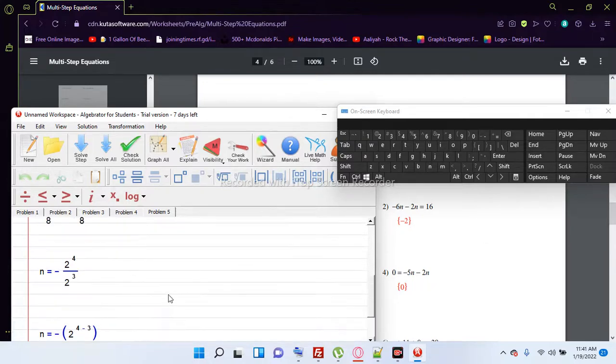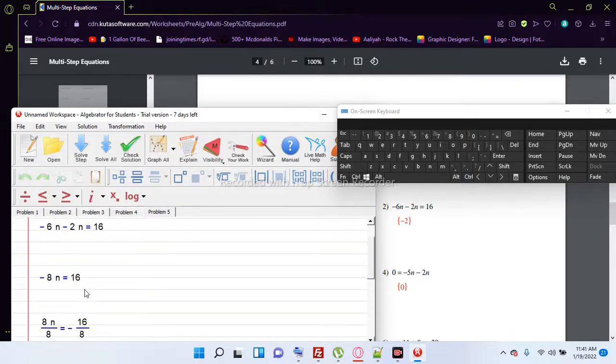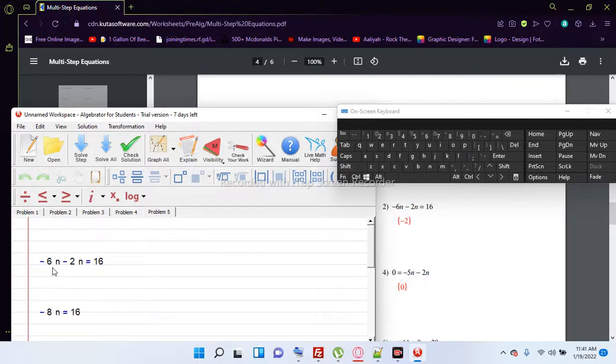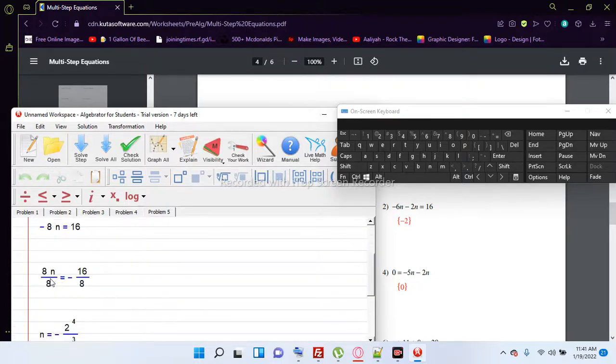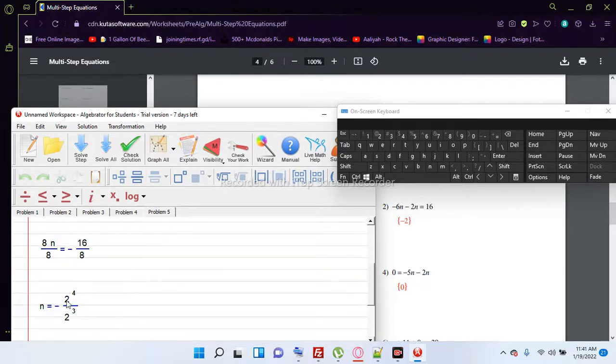So as I showed you before, you type this in correctly, and it'll show you all the steps that you have to write down. Now say you have to show your work. You just write down negative 6n minus 2n equals 16. Negative 8n equals 16. 8n over 8 equals negative 16 over 8. n equals negative 2.